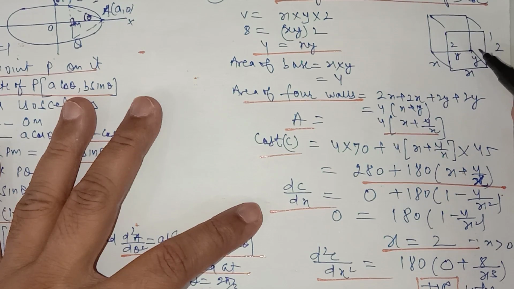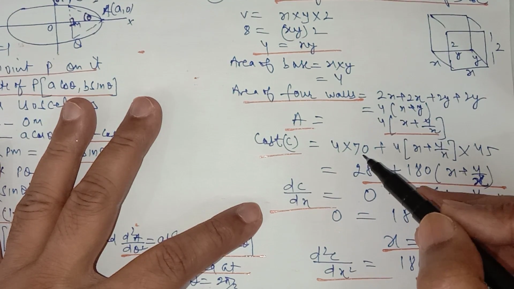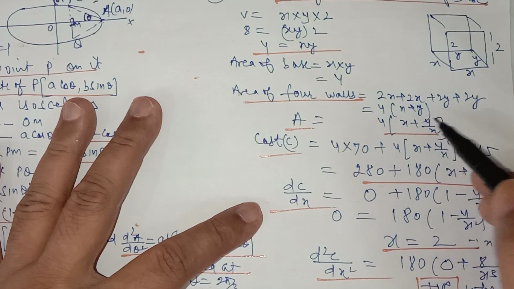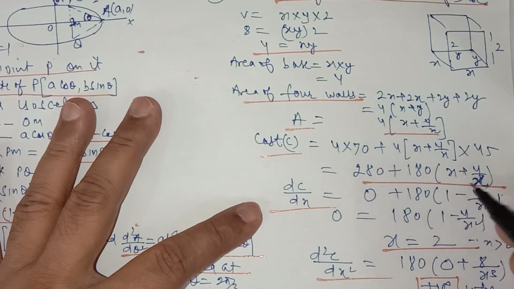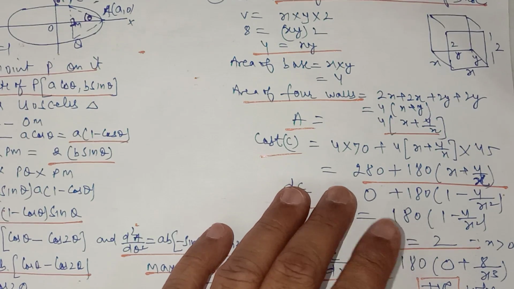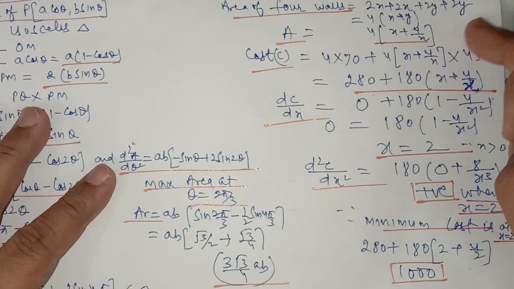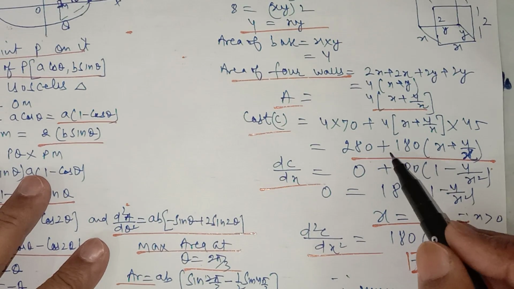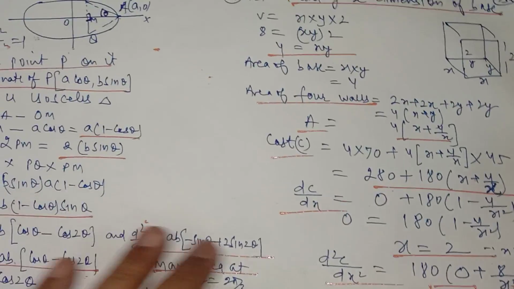So it is given in this question that the cost of making the base and the cost of making the walls is given. The area of the base is length into breadth, and its cost of making is 70 rupees per unit, and the area of the walls is 4 twice height, length plus breadth, and its cost of making is 45 rupees. So this is the total cost, and you have to show that its second derivative will be positive to make it the minimum cost. And the minimum cost is obtained by putting the value of x in the cost function, which is 280 plus 180 into (x plus 4 upon x).